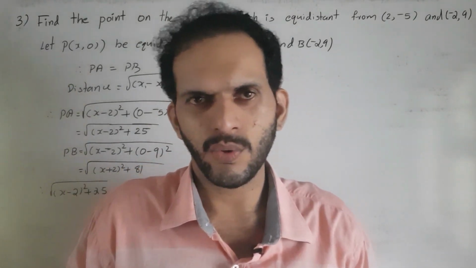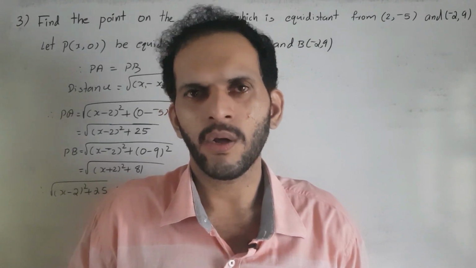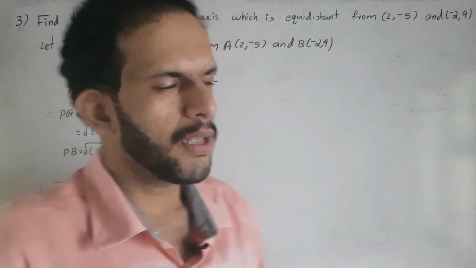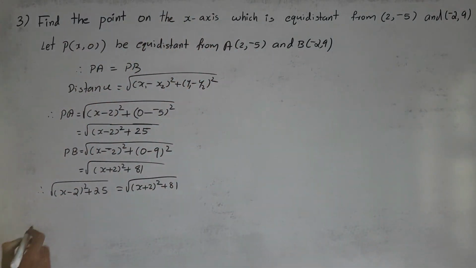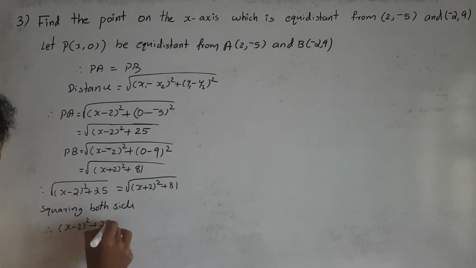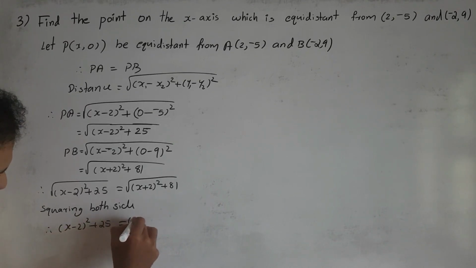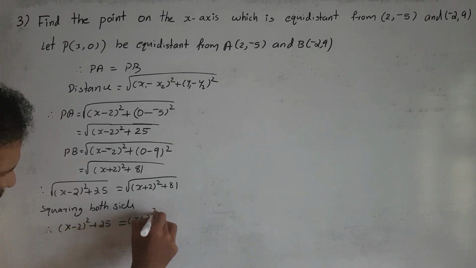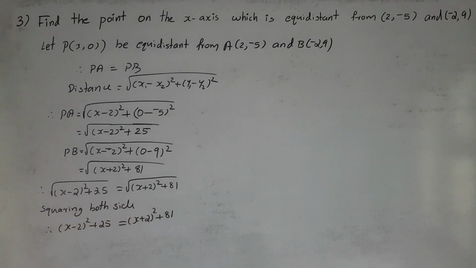We already learned it in the last question. For that, we square on both sides. Okay, then the next step, squaring both sides. Square on both sides, what happened? The root will be removed, then what is remaining? Therefore, (x minus 2) whole square plus 25 is equal to (x plus 2) whole square plus 81. Okay, now it is very clear.